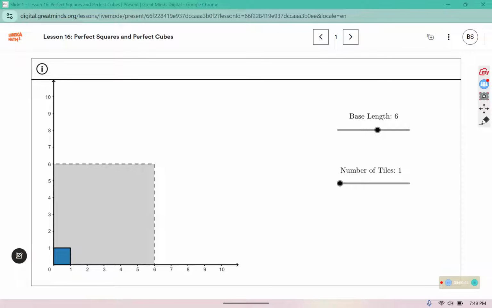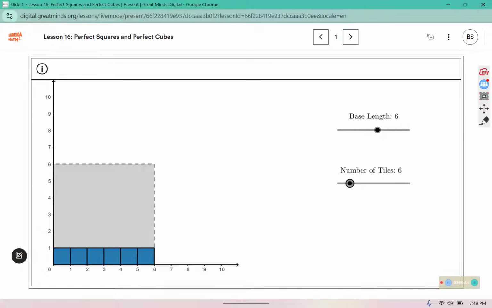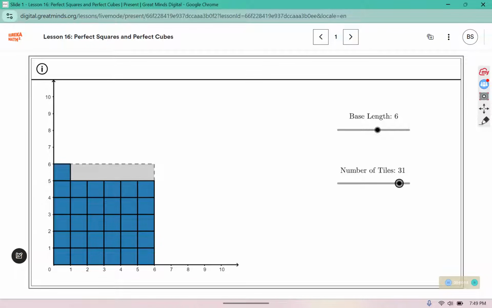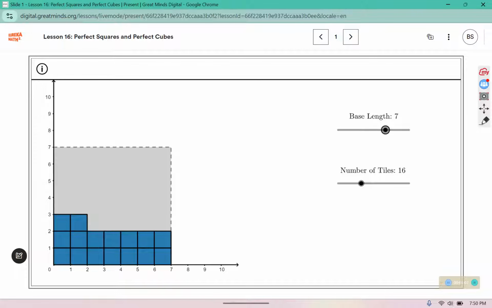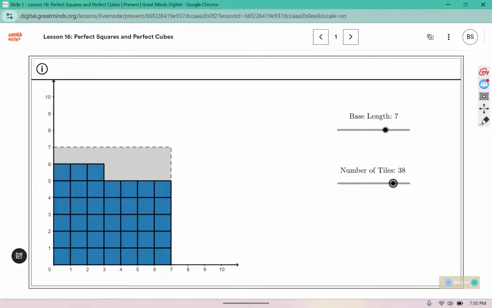In this, we are going to change the number of tiles. So let's say we want 6 tiles, or maybe we want to make it a square, so it's a perfect square, and there would be 6. So 6 squared is 36. If we made it 5, you can see 5 squared is 25 because it's a 5 by 5 square. 4 squared is 16, and we can play around with how many we need. 7 squared is 49.